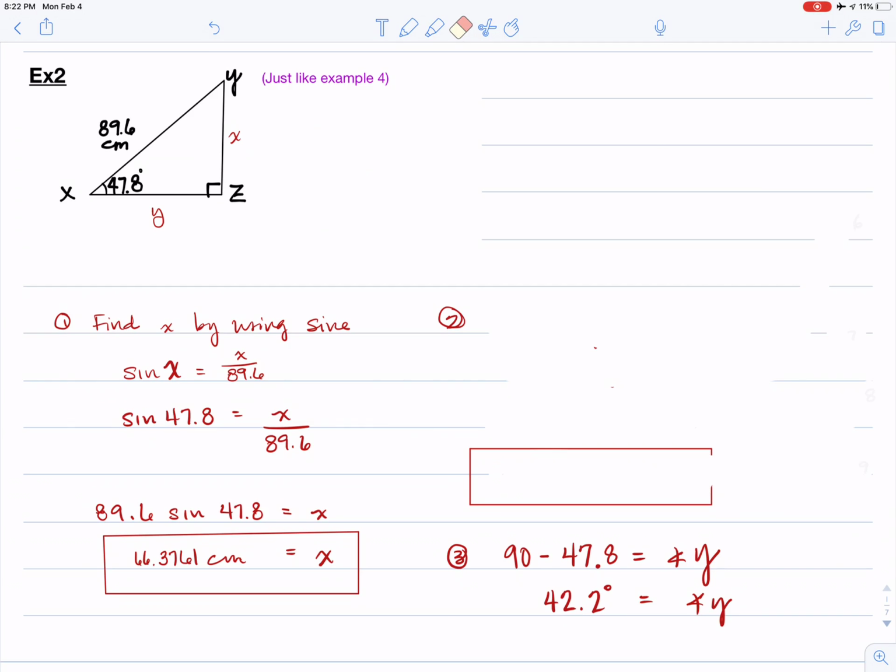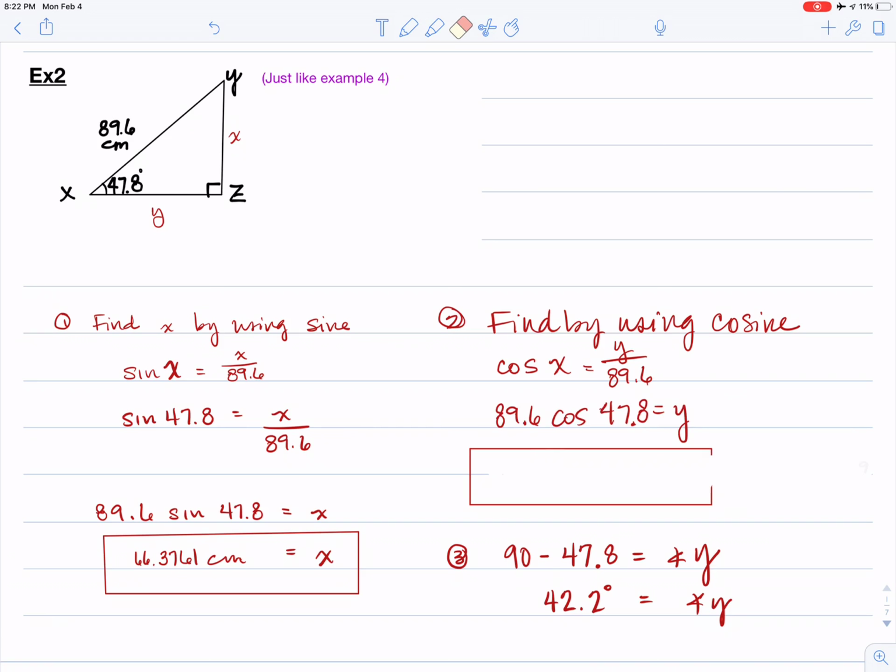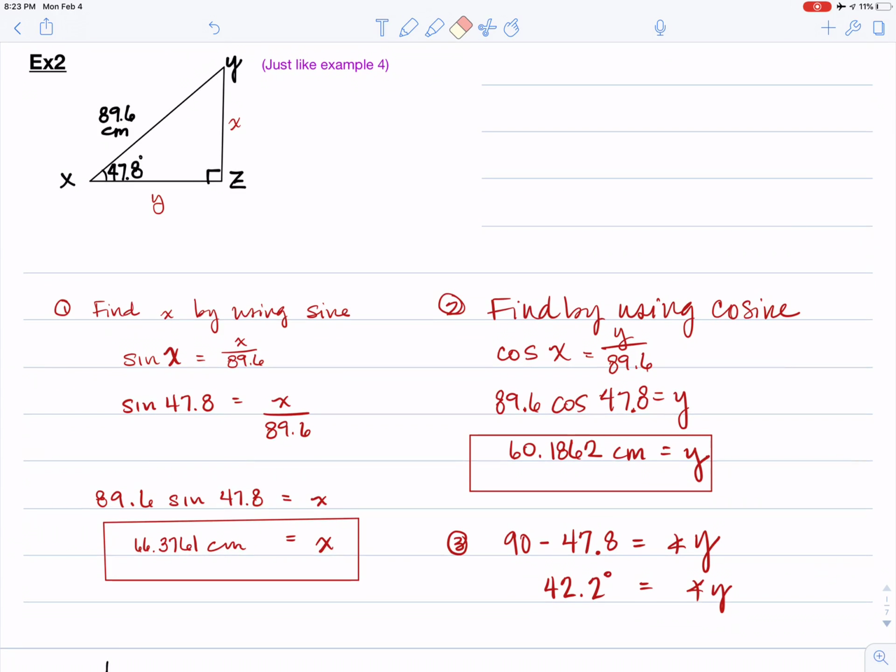Now, I still have to find the length of side Y. So we're going to do that next, and we're going to do that by using cosine. Still using the exact same angle. I'm not worried about using angle Y. Still using angle X. And so I set up my equation to say cosine of angle X is equal to side Y over 89.6. Go ahead and plug in what your X angle is, which is that 47.8. Plug that into your calculator, and you should get 60.1862 centimeters, which is going to be the length of side Y.